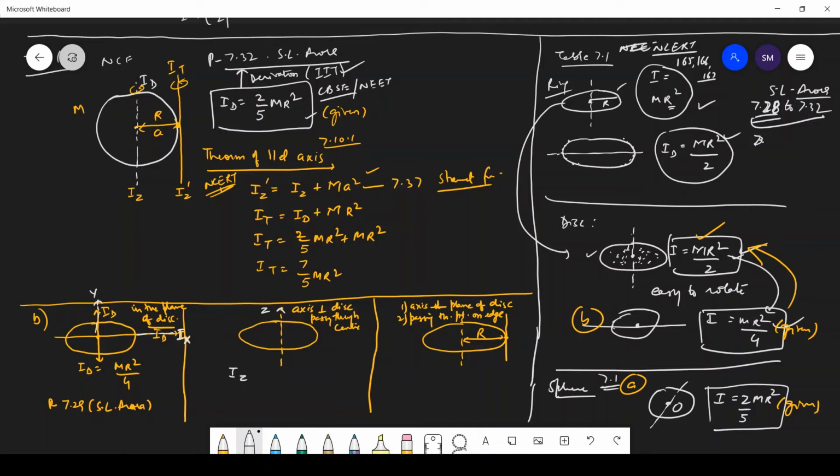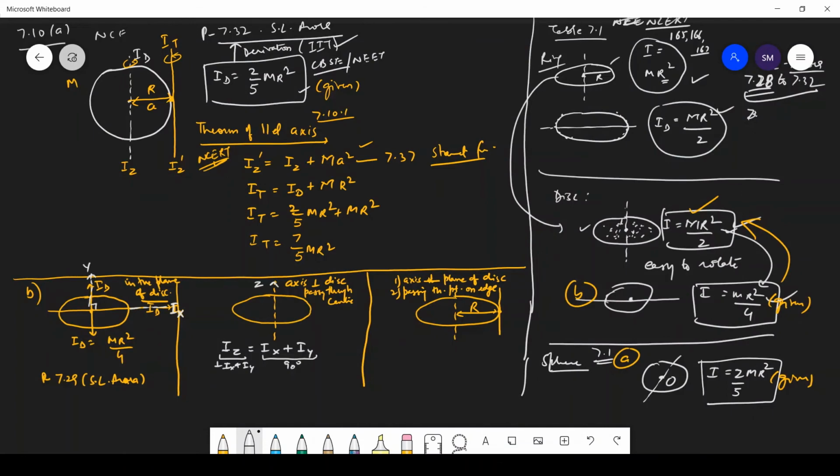So you have two mutually perpendicular axes. First of all, this x-axis and y-axis are two mutually perpendicular axes, and the z-axis is further perpendicular to these two. Then this theorem says that Iz is equal to, so simple students, Ix plus Iy. The angle between these two axes is 90 degrees, and z is further perpendicular to Ix and Iy. It's as simple as that.